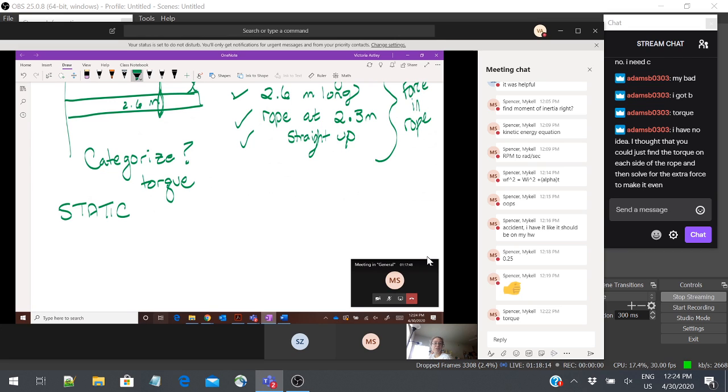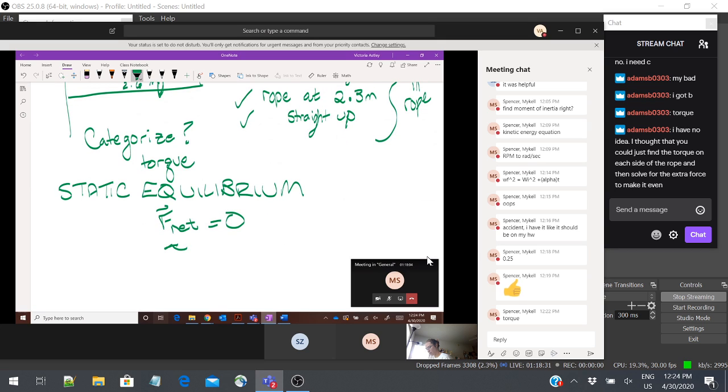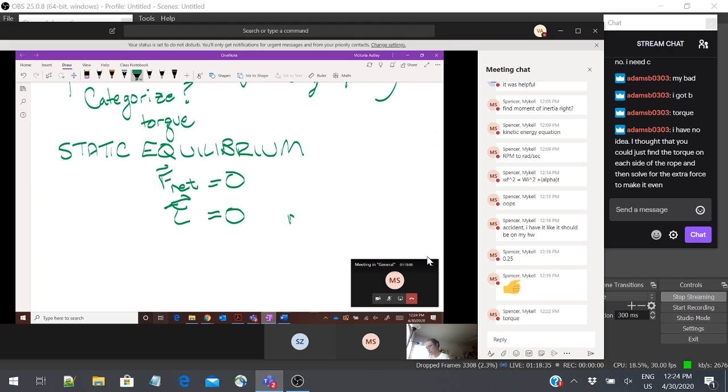Yeah, you find the torque on each side of the rope and solve for the extra force to make it even. Close. You're on the right track. The key here is that your net force has to equal 0, and your net torque has to equal 0, and your torque is measured around the axis.